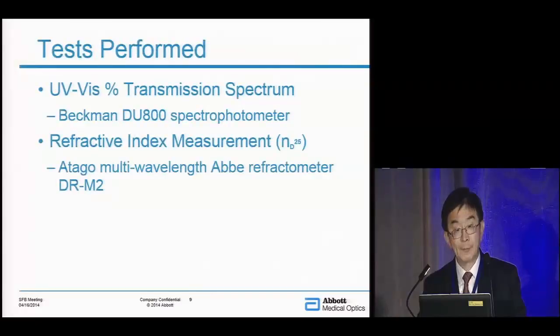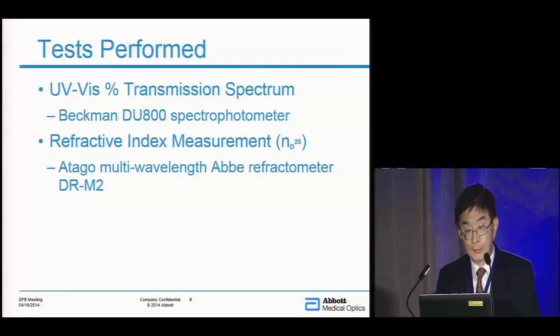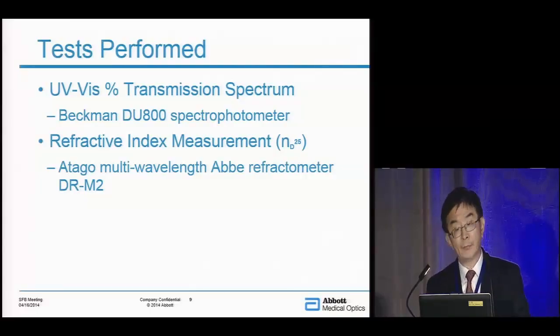Tests we performed: we have UV-vis transmission spectrum, using a Beckman DU 800. That's kind of standard for determining UV-vis. And then refractive index, we try to make sure our materials are within the same refractive range, 1.47 plus or minus 0.01, using a Atago refractometer.